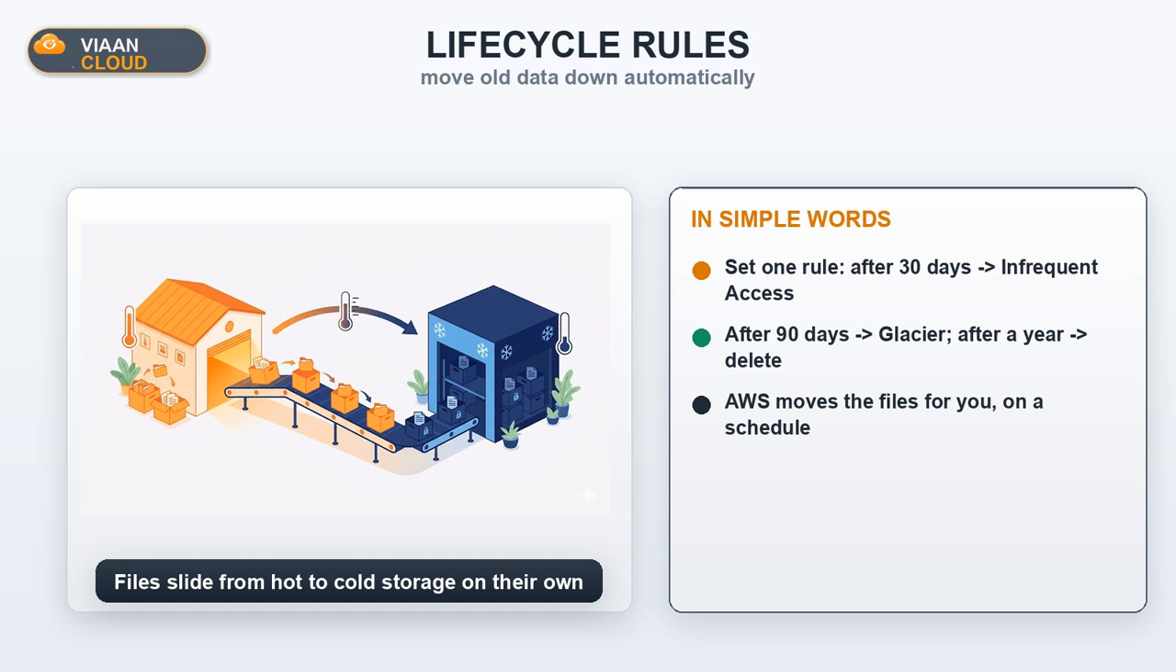And the beautiful part is you don't shuffle data between those tiers by hand. You write a lifecycle rule, one small policy attached to the bucket. For example, after 30 days, move this object to infrequent access. After 90 days, push it into Glacier. After a year, delete it entirely. Then AWS enforces it automatically, every single day, in the background. You set it once and forget it, and your aging data quietly slides itself down into cheaper and cheaper storage without you lifting a finger.